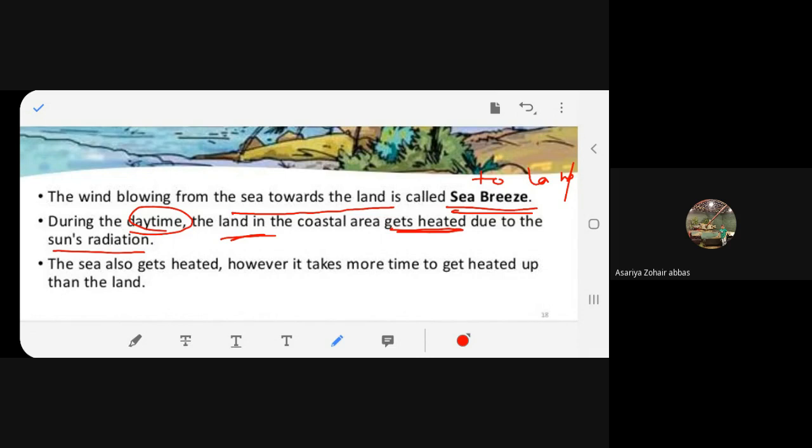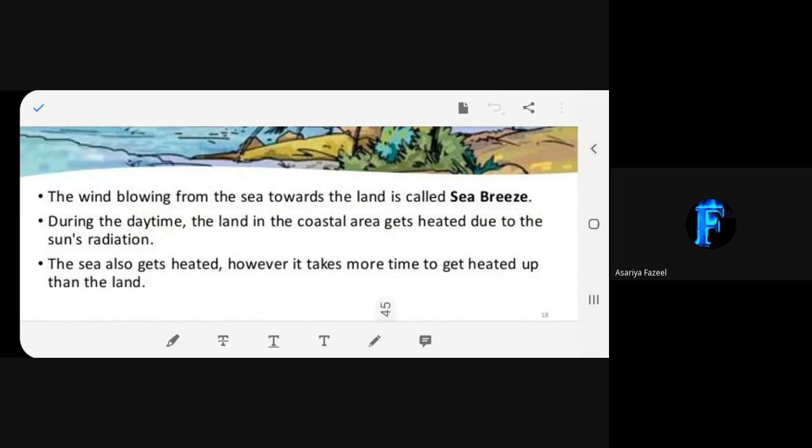Boys, is it understandable? Yes? But sea is also getting heated. If it is heating the land, it is heating the sea also. The only comparison is that the land gets heated faster than the sea. Is it clear? So land gets heated faster than the sea. That's the difference. You understood now?